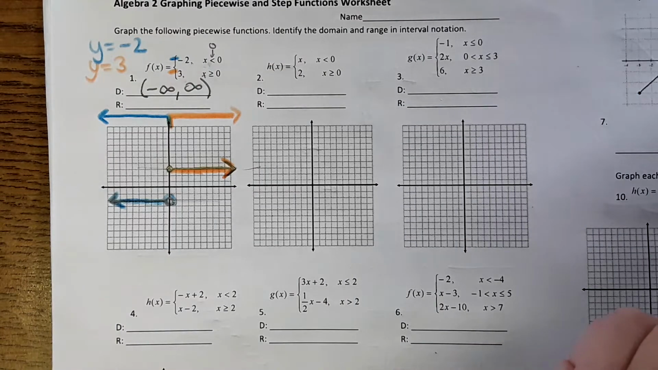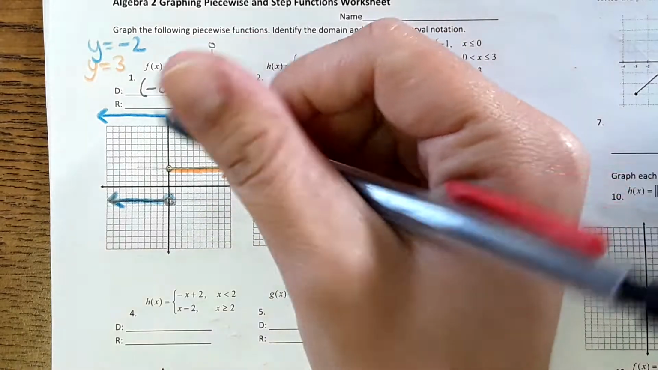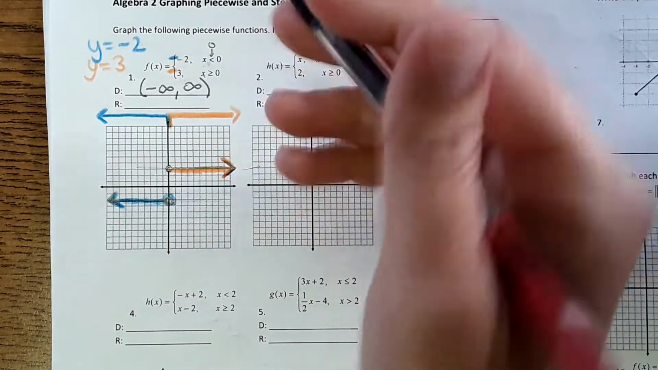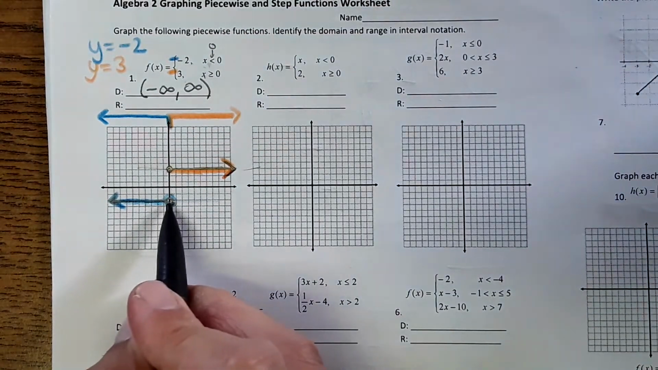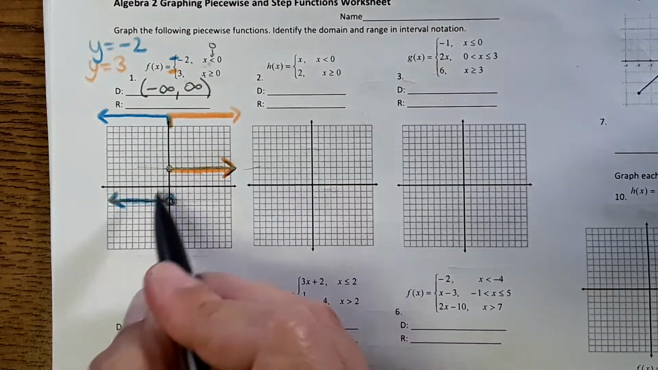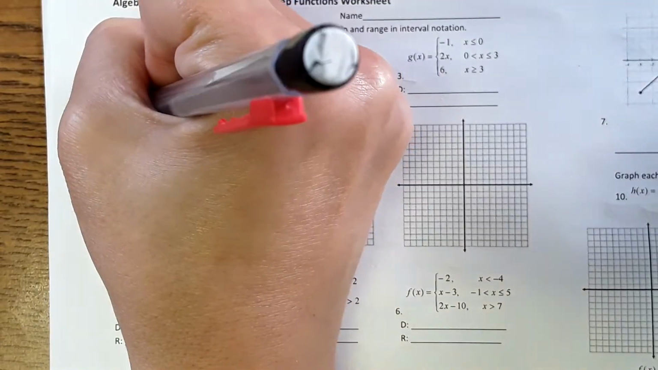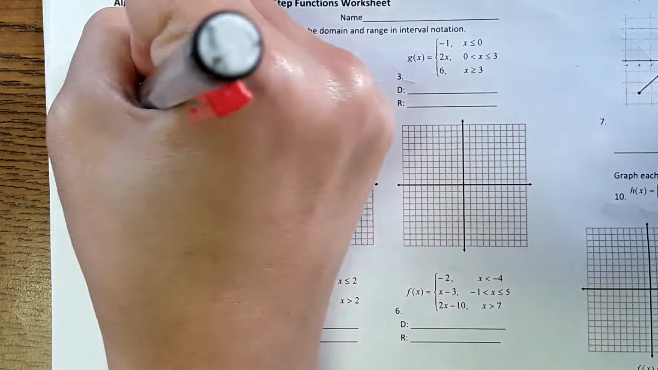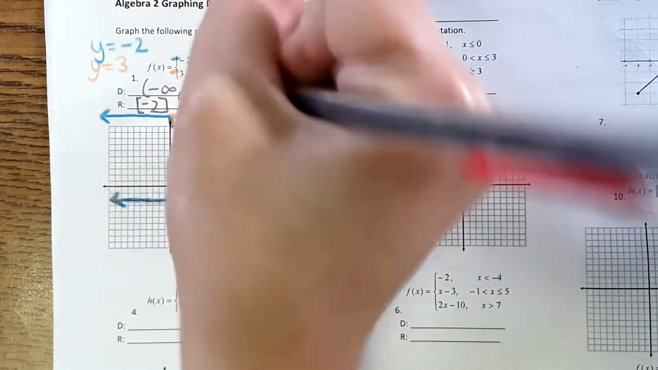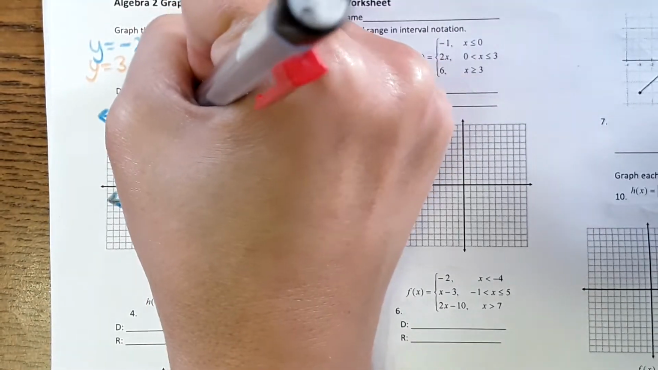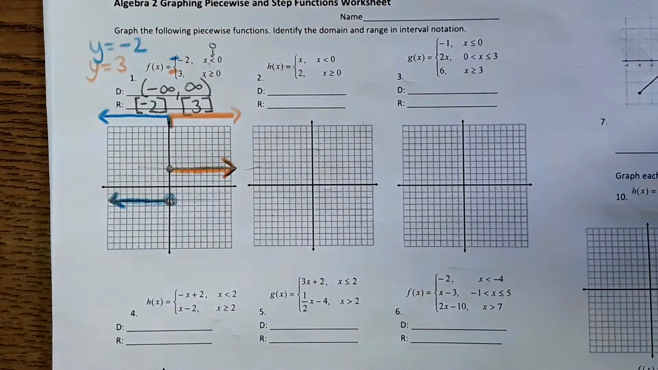And then the range is the values up and down. The only values for range, or the only values for y, are at -2 and 3. There's no other y values that are included. So the way this looks is just -2 in a closed bracket and 3 in a closed bracket. Why is it a closed bracket? Because it includes 3.